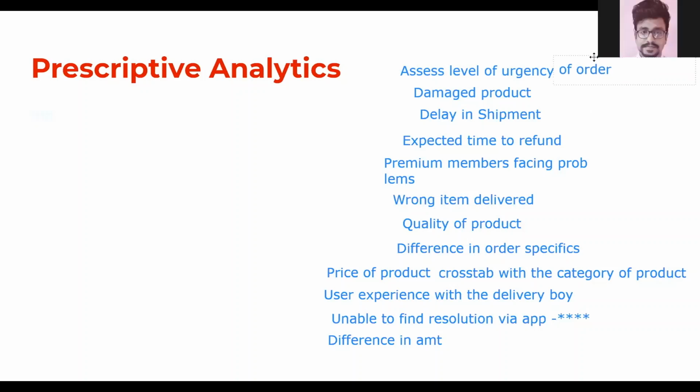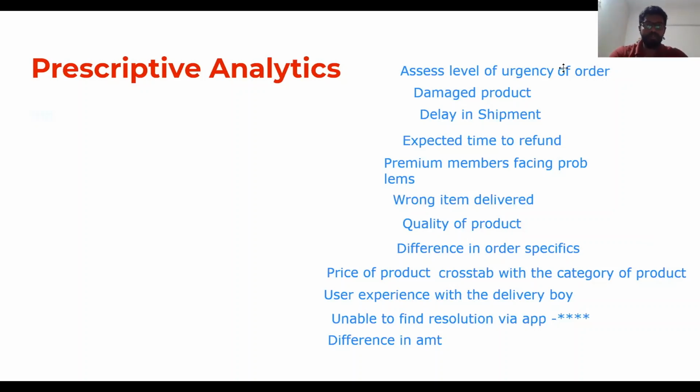What I was saying is, if we can quantify the level of urgency for the order. If I want to order a cake for my friend's birthday, then I want it delivered before 12 a.m. So this is the level of urgency. If we can assess that, then yes. Makes sense. I guess we have a lot of points here.